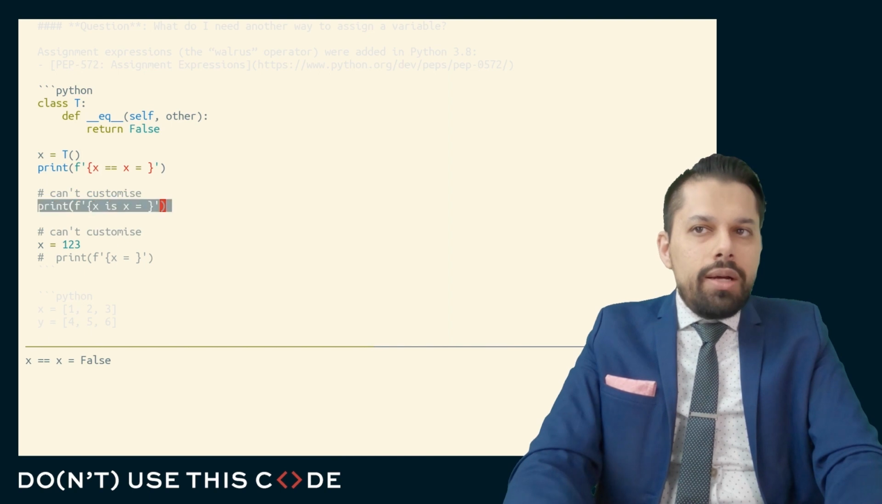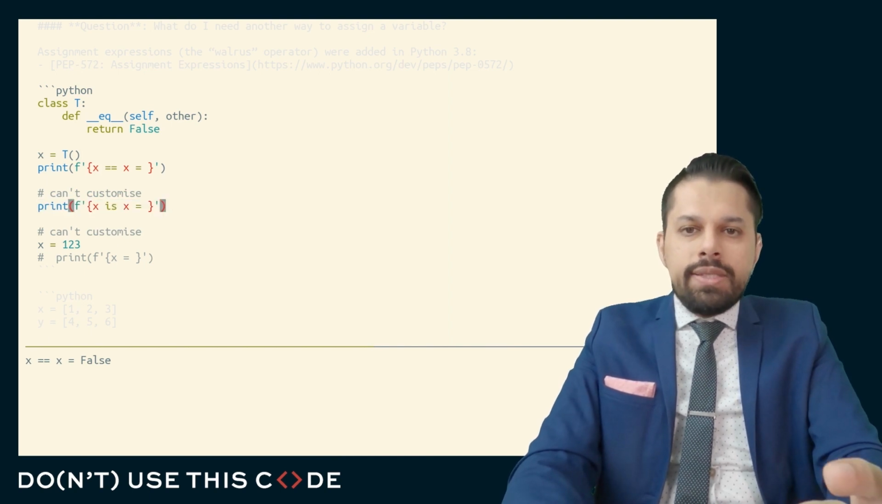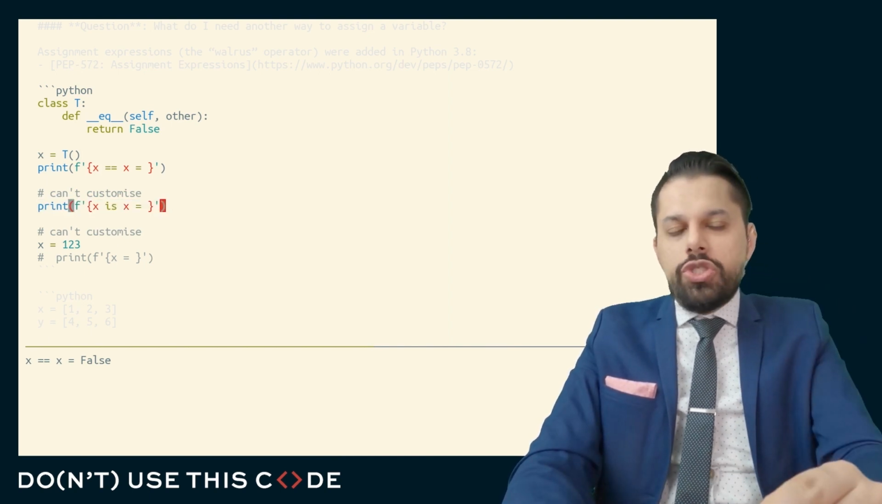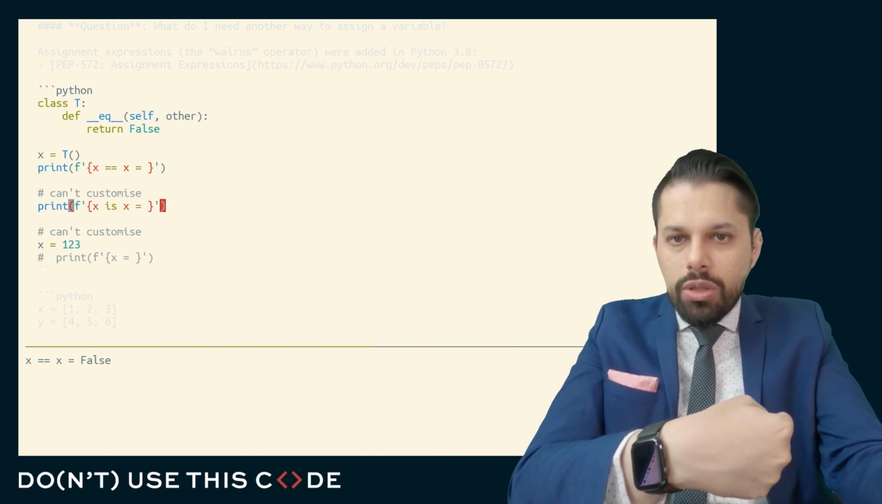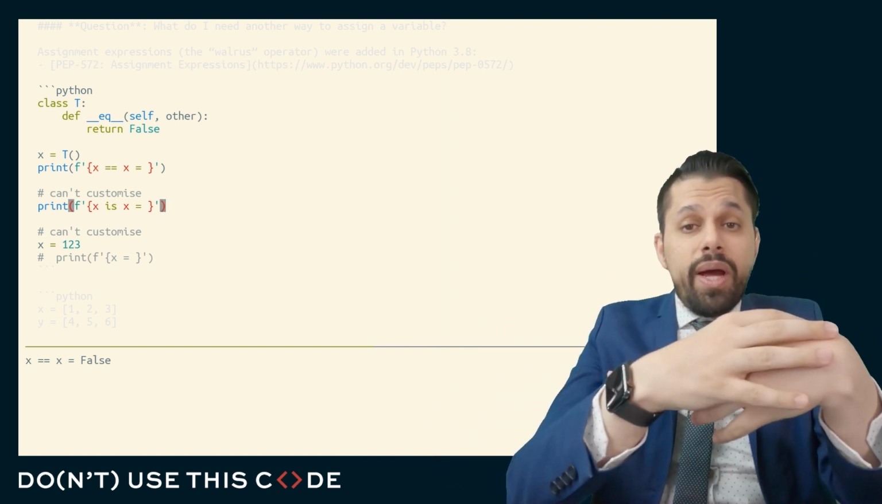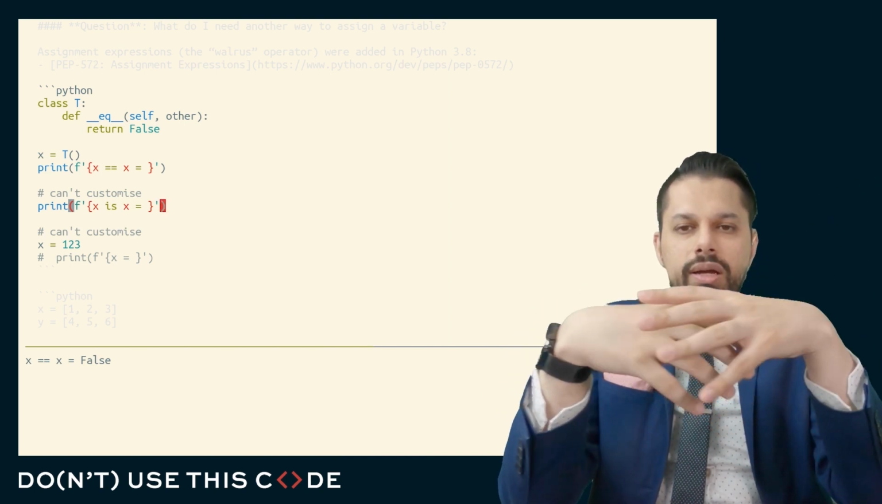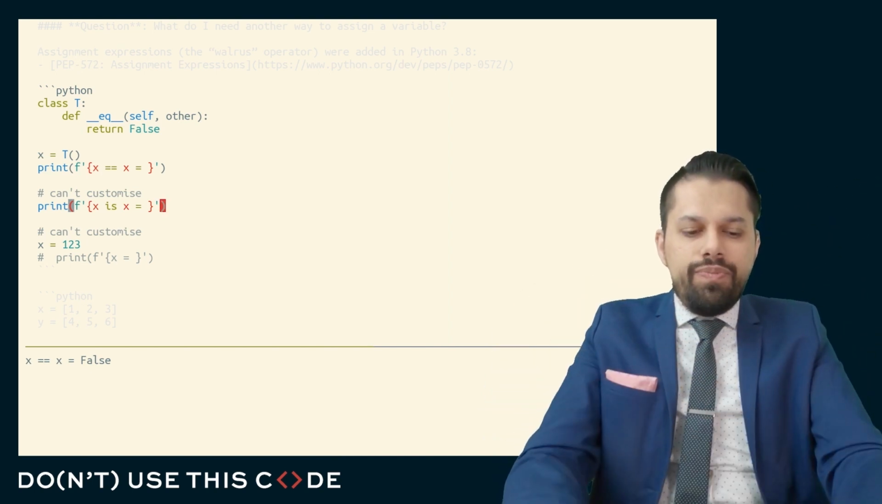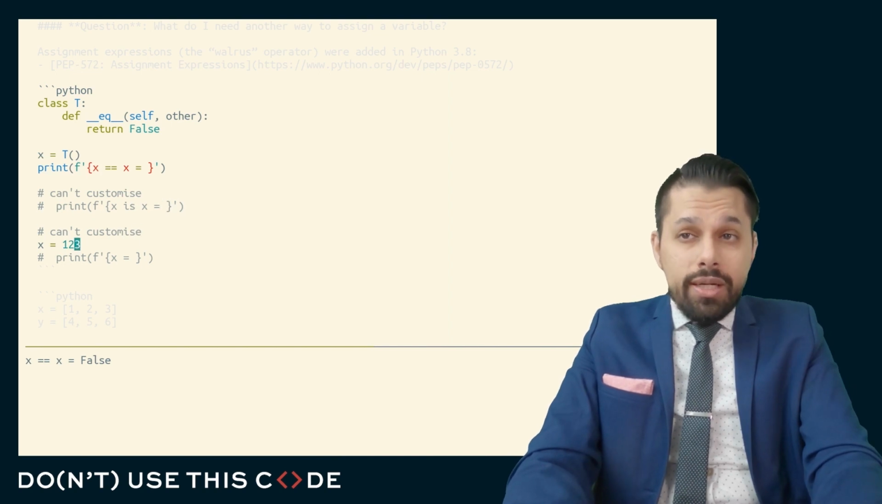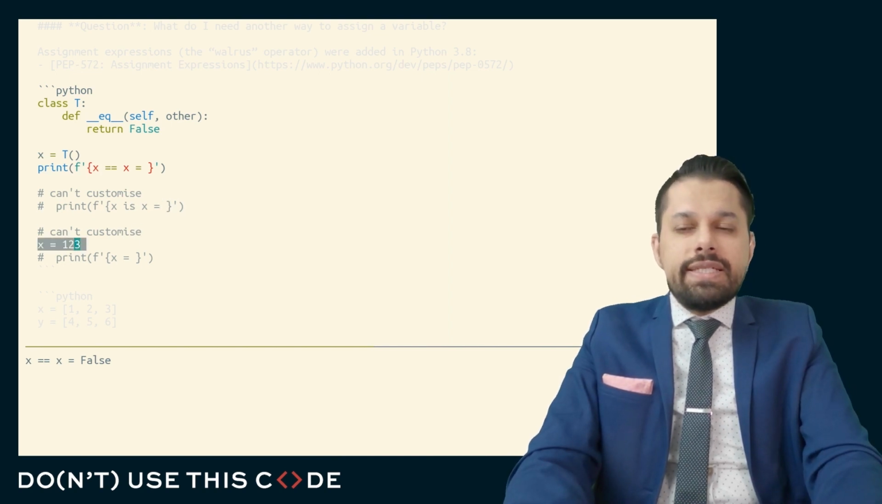But you cannot customize the is check. Is is handled at an interpreter level. This always checks, are the IDs equal? It always does. In the case of CPython, are the pointers that these PyObject references contain, are they actually the same pointer? Another thing you cannot customize in Python is the assignment operation.